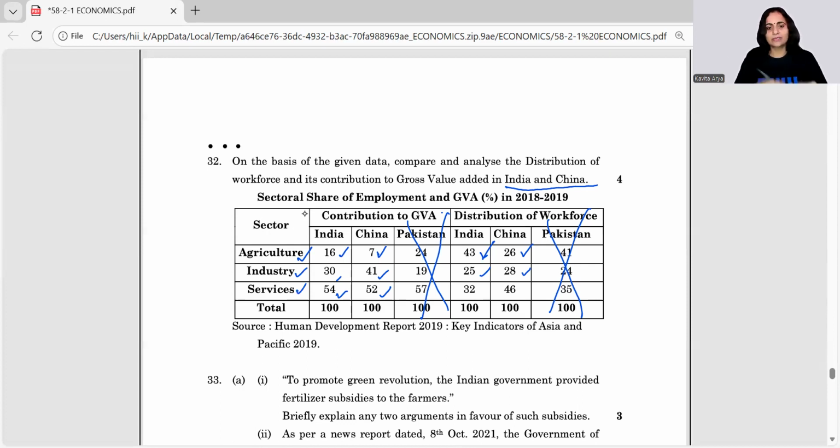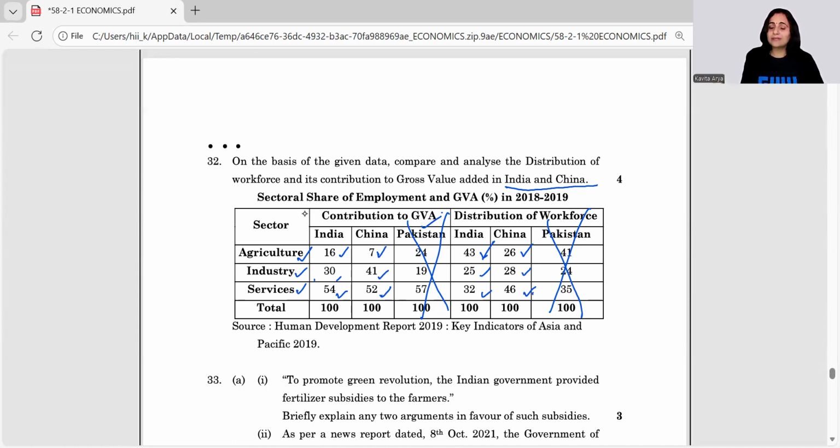Yeah, because services need less investment than is required in the industrial sector, and both the countries are doing well in the service sector as compared to agriculture and industry, right? And you can give a similar answer or justification for the distribution of workforce here, majorly because this is the most contributing sector. So in China, the major workforce is in the service sector.